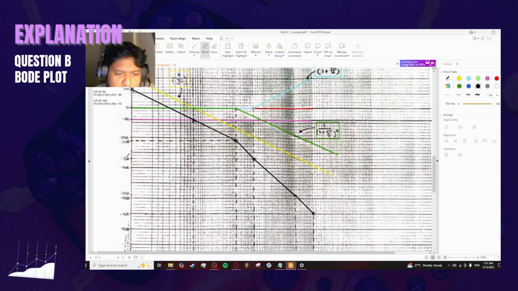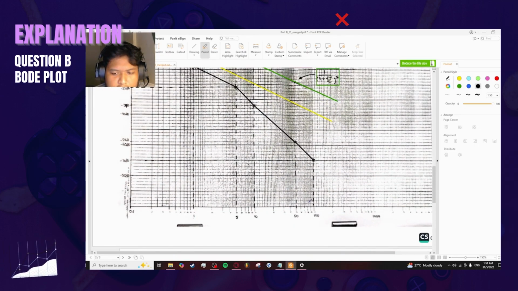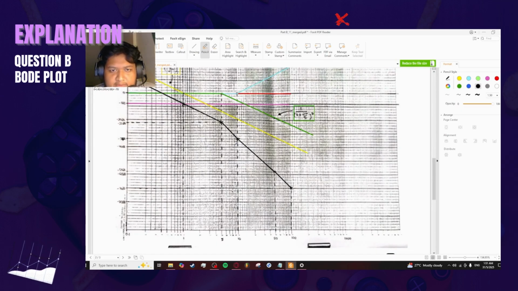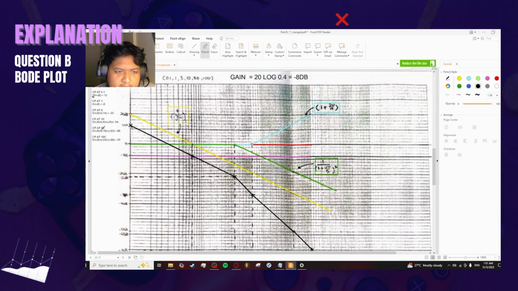It's 4 here, and then same goes for critical point at 50. What I would do is just look at it very carefully and do it multiple times. So critical point at 50: our 0 decibel line, and then our gain line, negative 8, and then negative 18.